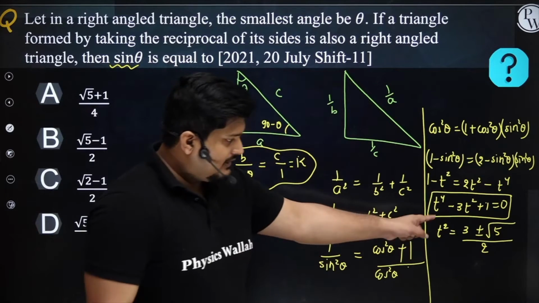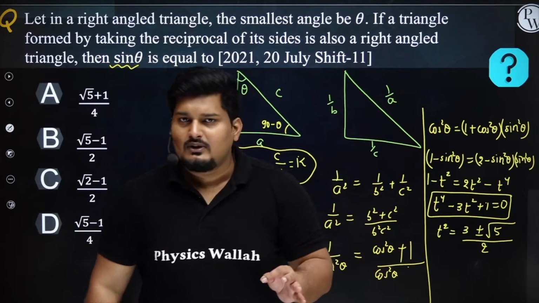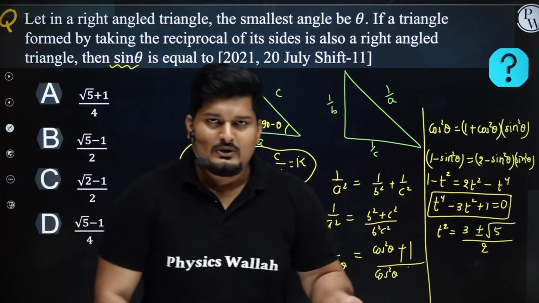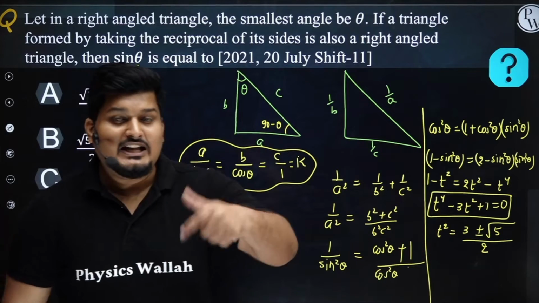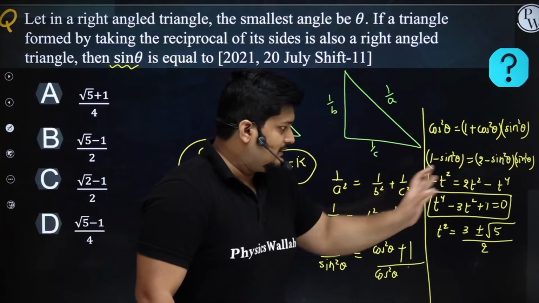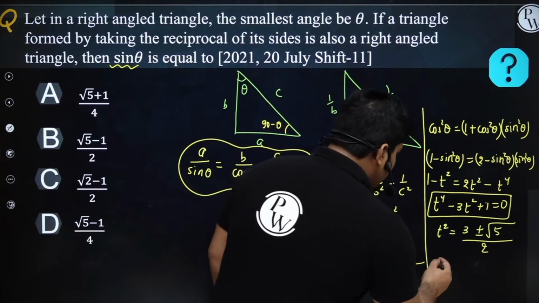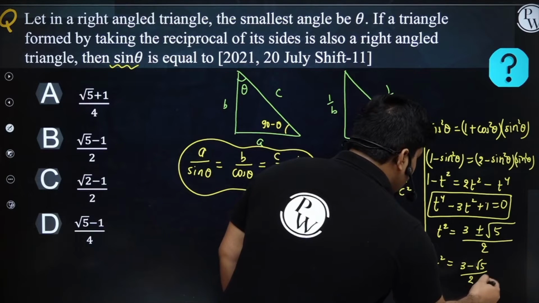Now obviously we cannot take 3 plus root 5. Why? Because root 5 is 2 point something, so 3 plus 2 point something, 5 point something by 2, will exceed 1. t square cannot exceed 1 because t is sine theta. So from here we have only t square equal to 3 minus root 5 by 2.